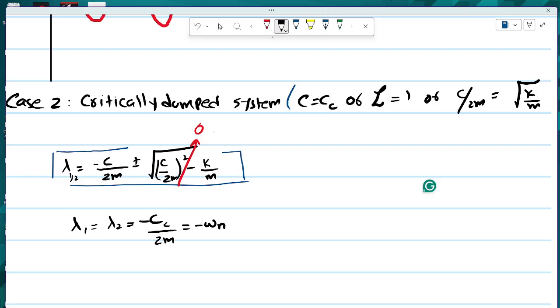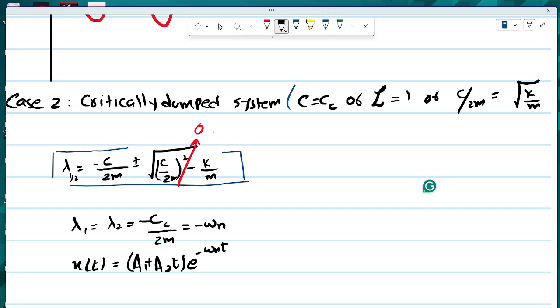So in that case, the solution of our system becomes (A1 plus A2 t) e to the power minus omega n t. And why is there a t here when the roots are the same? That's the solution of a differential equation you must have studied in your calculus. Whenever both roots are equal, we add t here: (a1 plus a2 t) into e to the power minus omega n t. So again, that's the solution of the critically damped system.